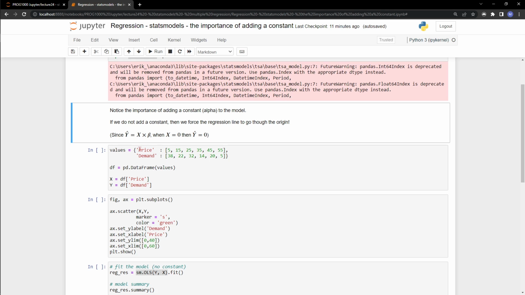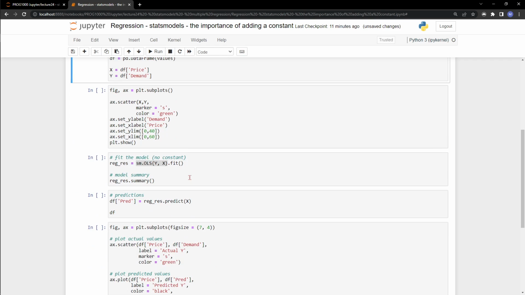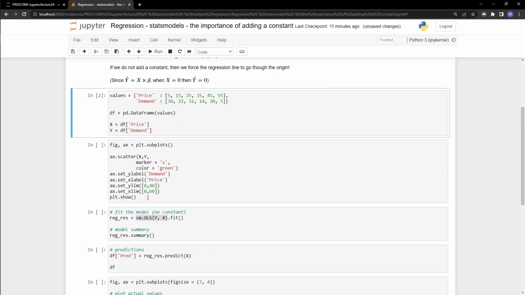So here we have the relationship between price and demand. We have some prices, and we have some corresponding observed demands. And we are going to put this in a data frame called df. And from this data frame, we pick the price and we pick the demand, and we put these into vectors. So we have a y vector with the demands, we have an x vector with the prices, and now we can plot these to look at the relationship.